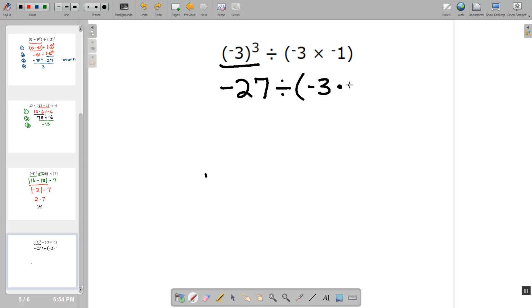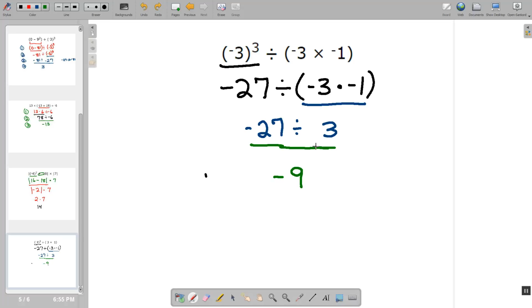which means we have to do, for the second step, the second parenthesis, which is negative 3 times negative 1, which gives us a positive 3. So our final step of this problem is negative 27 times positive 3 for an answer of negative 9.